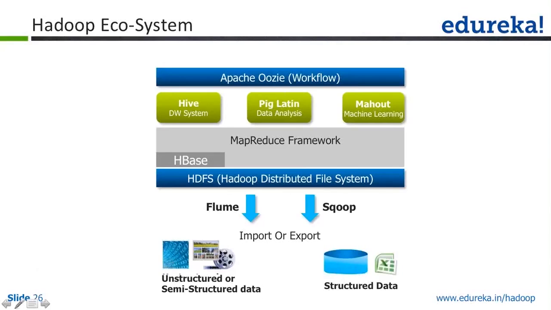Flume is used to import unstructured or semi-structured data into Hadoop. Which means that if you have data which is on the web, and you want to move that data using an API into Hadoop. A common example could be Twitter data which you want to move into Hadoop. Some websites will allow you to import data directly from an API. So Flume is the tool used to do that.